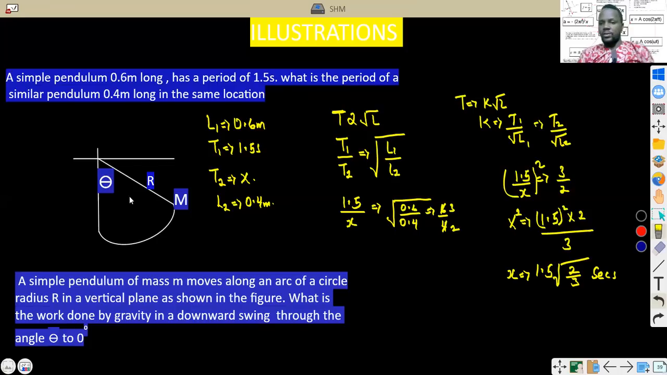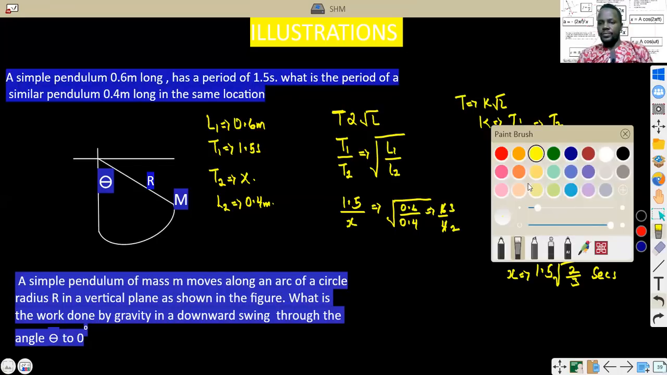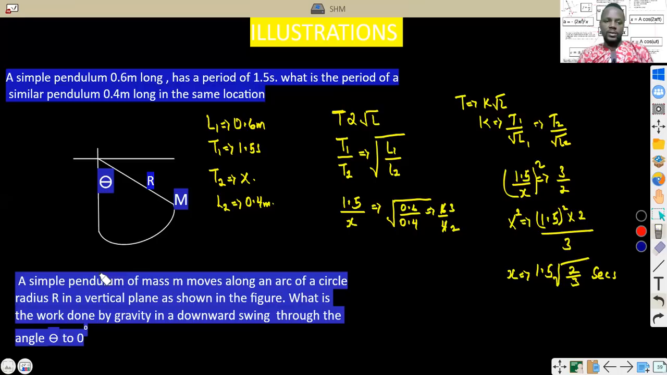The last question for this slide is asking: a simple pendulum of mass m moves along the arc of a circle of radius r in the vertical plane, as shown in the figure. What is the work done by gravity in the downward swing through the angle theta to 0? If the body is going downward, the work done by the downward swing, I've done this one before.